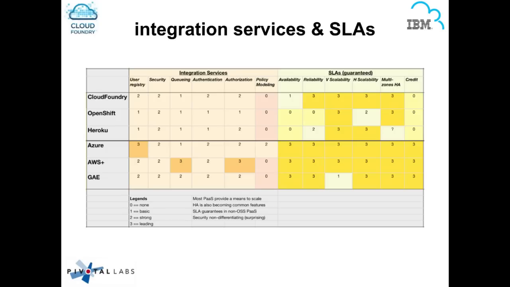The idea is that I was trying to find colors where the heat of the map highlights the 3s and the 0s, but integration services have one set of colors versus SLA guaranteed, which has another set. You can see in SLA guaranteed there's a fair amount of 3s because people are supporting a lot of those features. Those are the kind of features you want when you go to a PaaS, right? Availability and so on.